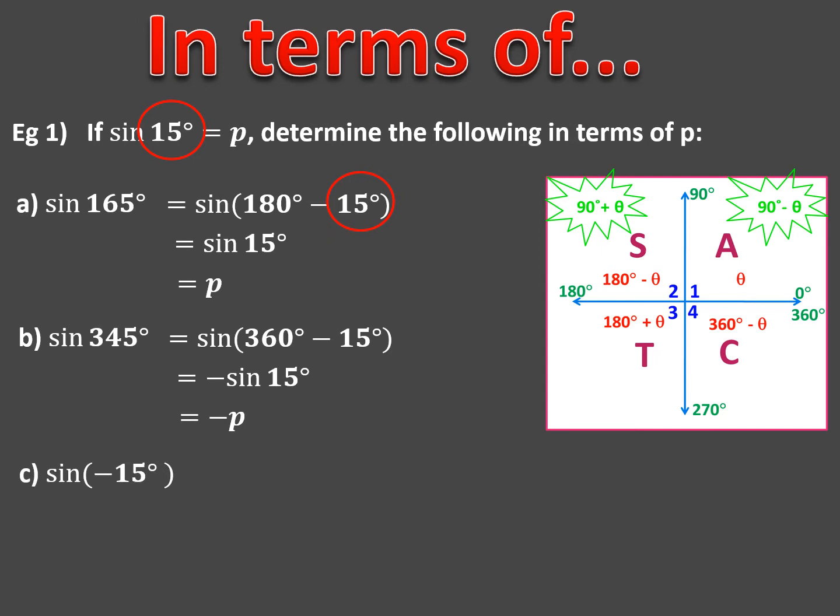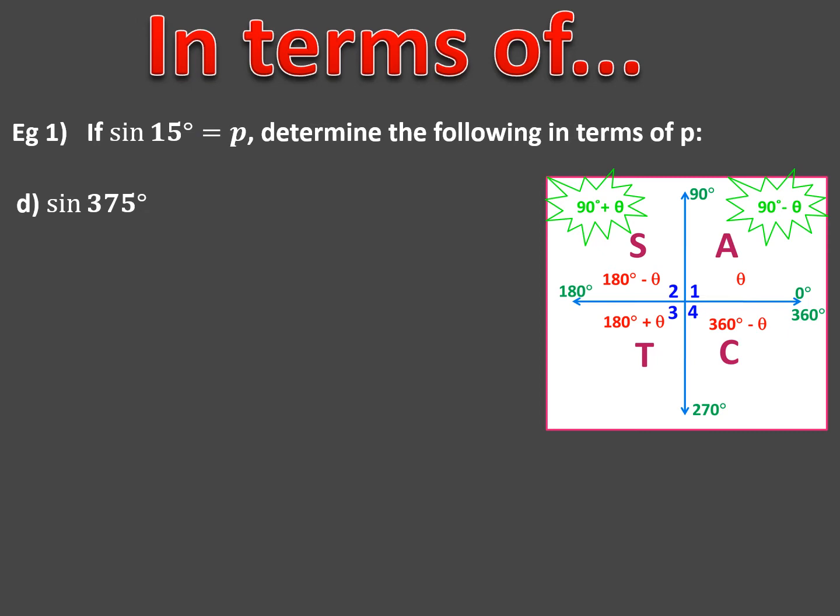In example C, we want to know sine of minus 15 degrees. Now, remember the lesson from negative angles. Minus 15 degrees will be measured down into the fourth quadrant, where sine is negative. So negative sine 15 degrees can be rewritten as negative p.